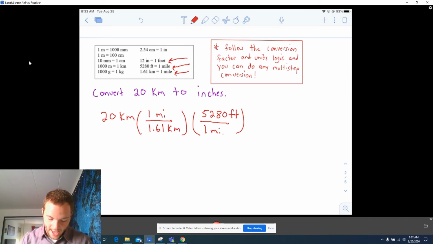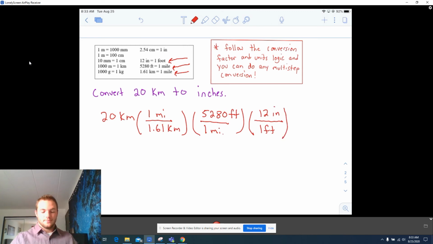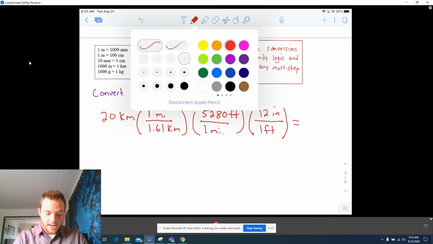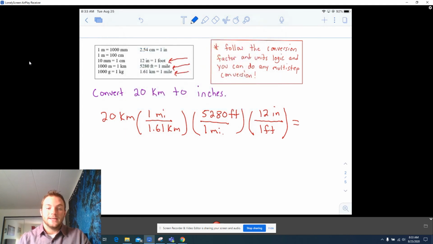So now I'm going to look at getting feet to inches. So I'm going to come here and I'm going to put 1 foot is 12 inches. Leave it with IN. All right. So now let's do another unit check. So here I've started in kilometers. I want to get to inches.